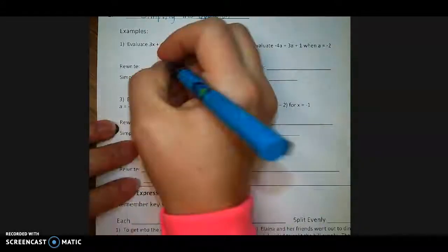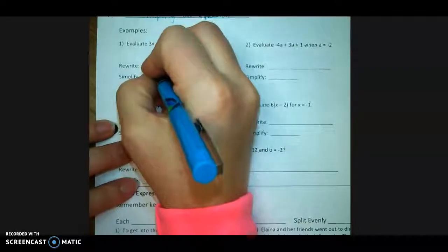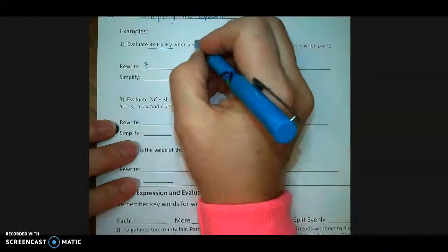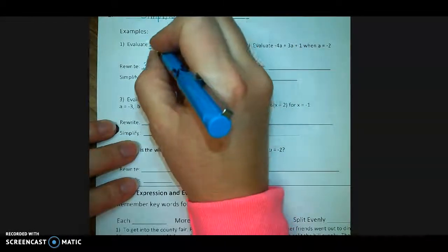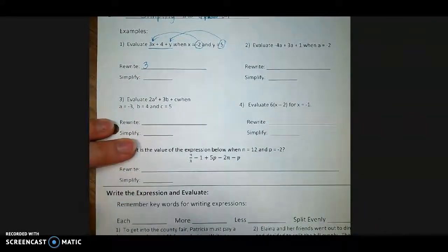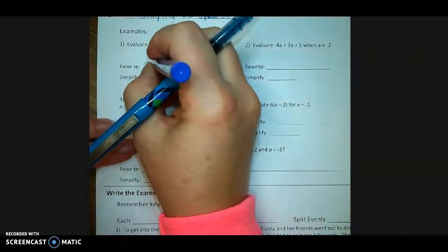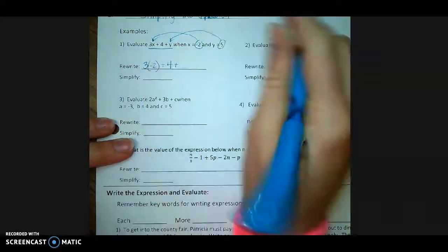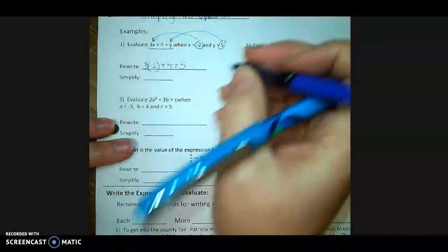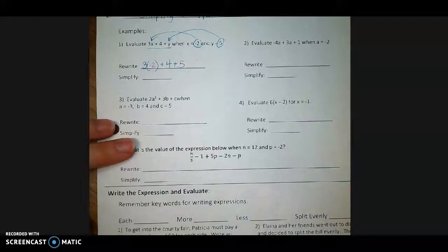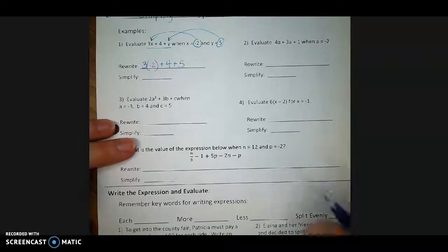So when I rewrite it, I'm going to take the original expression that I have here, and anytime there's an x, I'm going to plug in a -2, and then I'm going to plug in a 5 anytime there is a y. So I end up with 3 times -2 plus 4 plus 5. And then to evaluate that, or simplify that, I am going to then actually solve it.